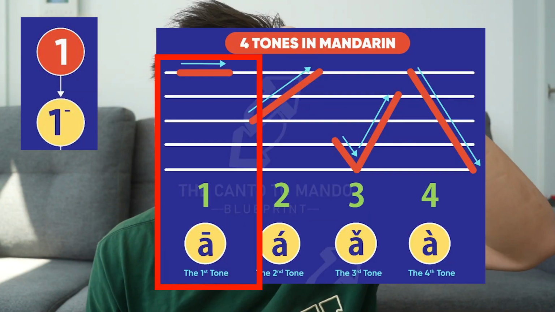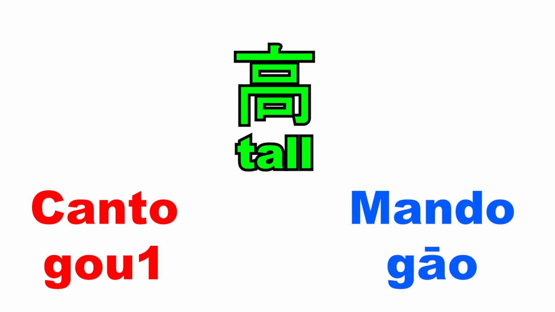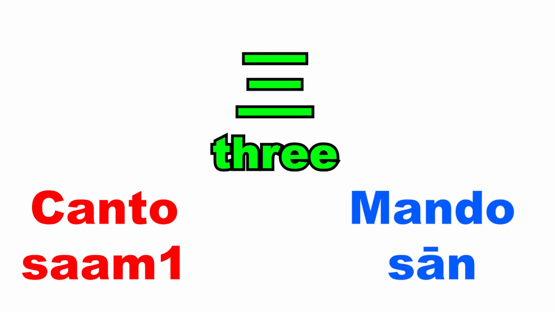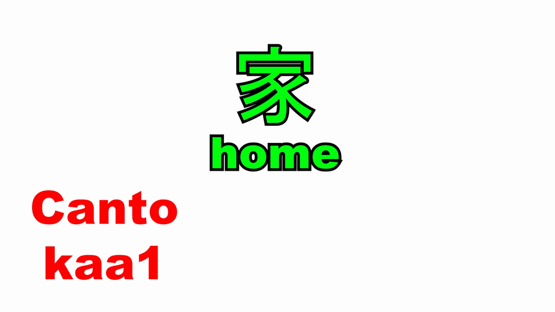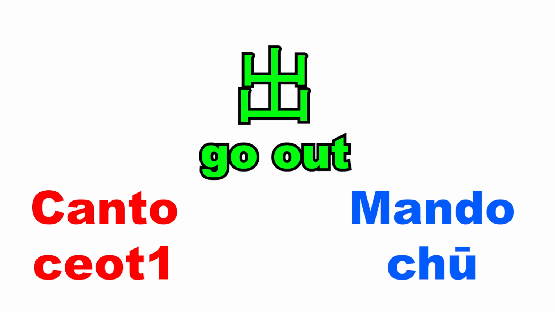But, very simple, alright? Tone 1 in Cantonese, the high and flat tone, becomes the exact same thing in Mandarin, the high and flat tone, tone 1 in Mandarin, over 90% of the time. So, for example, go in Cantonese becomes go. See how it's both high flat? Sam becomes san. Ga for home becomes jia in Mandarin. Chut is the same as chu in Mandarin. So you see how tone 1 in Cantonese becomes tone 1 in Mandarin just about 90% of the time.